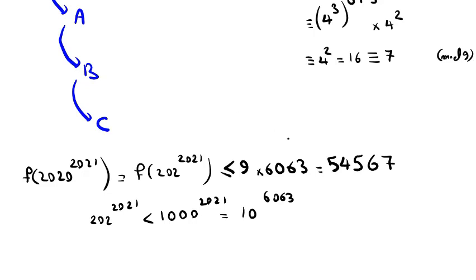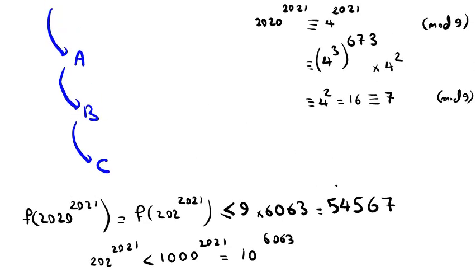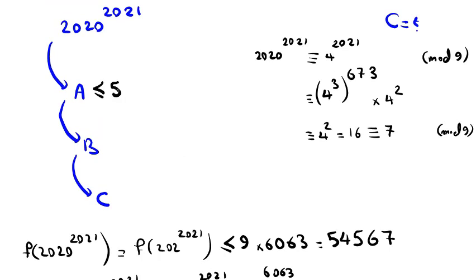So here we've concluded that A is at most 54,567. If all of these digits are 9, we want to see what B is at most. It has at most 5 digits, and it's impossible for all of them to be 9, but it is at most 5 times 9. So A is at most a 5-digit number. If all the digits are 9, then it will be 45.